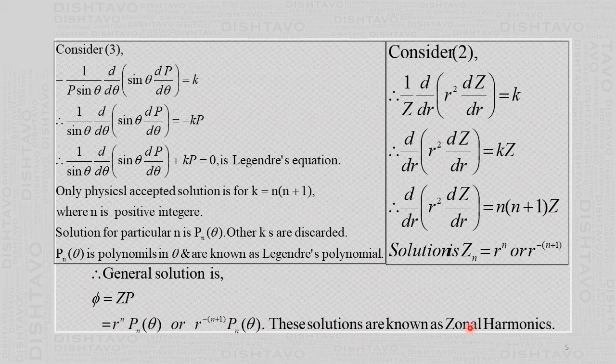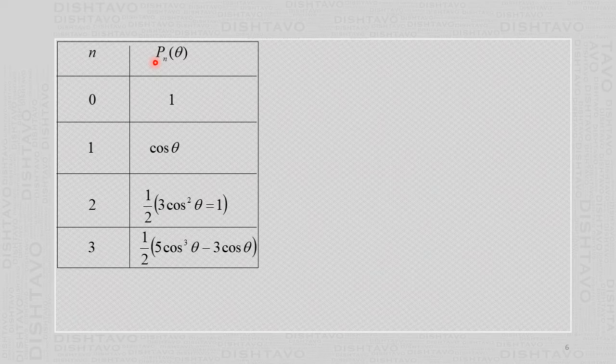Now these solutions are called zonal harmonics. Zonal because it has some value in a certain region of r. r is some position, a certain zone, whereas it is called harmonic because, as we will see in the next slide, Pn theta depends upon cos or sine. That means they are sinusoidal. Sinusoidal means harmonics.